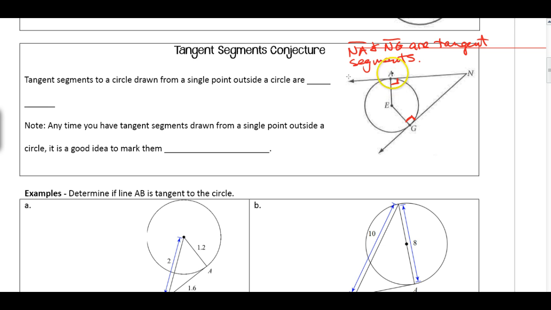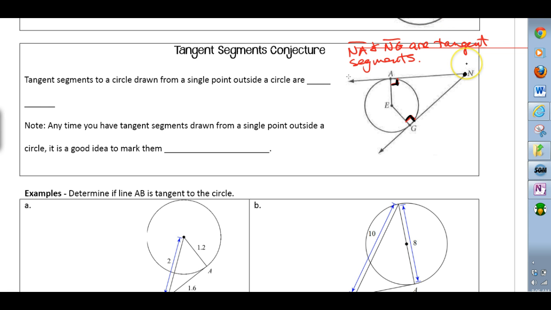And then since they're tangents based on the previous theorem, again, we want to mark these with right angles. And when we talk about tangent segments, we've got this single point outside the circle, point N. And if I connect this point outside the circle to the two spots on the circle where it could be tangent, so it can be tangent at A, and I can draw a segment from N through G, and it can be tangent to the circle at G, I get these two segments, and we call them tangent segments. So NA and NG are what we call tangent segments.